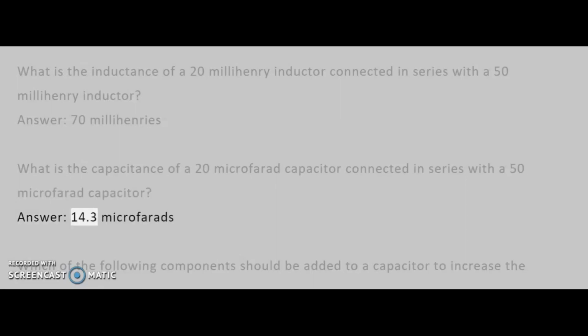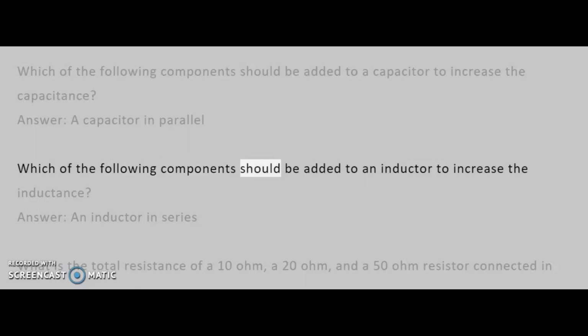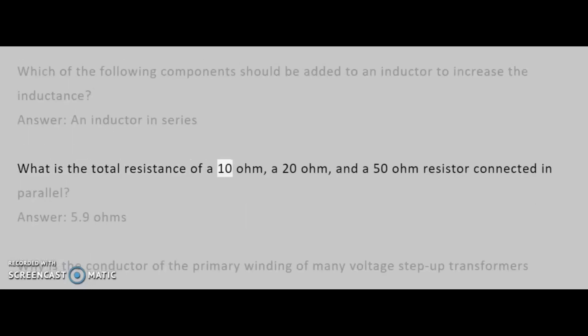Answer: 14.3 microfarads. Which of the following components should be added to a capacitor to increase the capacitance? Answer: a capacitor in parallel. Which of the following components should be added to an inductor to increase the inductance? Answer: an inductor in series. What is the total resistance of a 10 ohm, a 20 ohm, and a 50 ohm resistor connected in parallel?